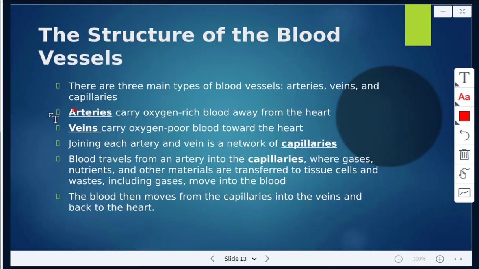All right, and then joining each artery and vein is a network of capillaries. So blood travels from an artery into the capillaries. That's where gases, nutrients, and other materials are transferred to tissue cells, and wastes, including gases, will move into the blood. The blood will then move from the capillaries into veins and then back to the heart.